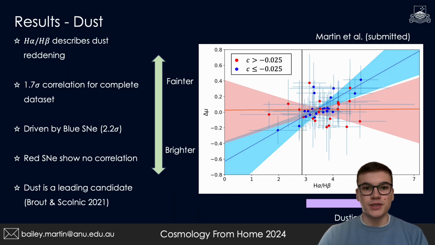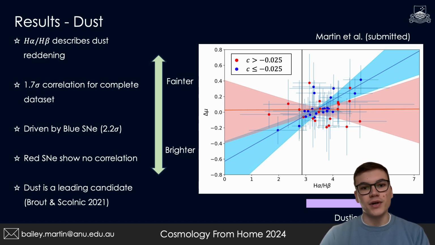The next property I looked at is the Balmer decrement, which is the ratio of H alpha to H beta flux in the host spectrum. The Balmer decrement has a base value of 2.86, which is set by quantum mechanics, and any value greater than this describes the amount of reddening due to dust. What we find is a 1.7 sigma linear fit to the complete sample, which is not quite enough to claim the existence of a correlation.